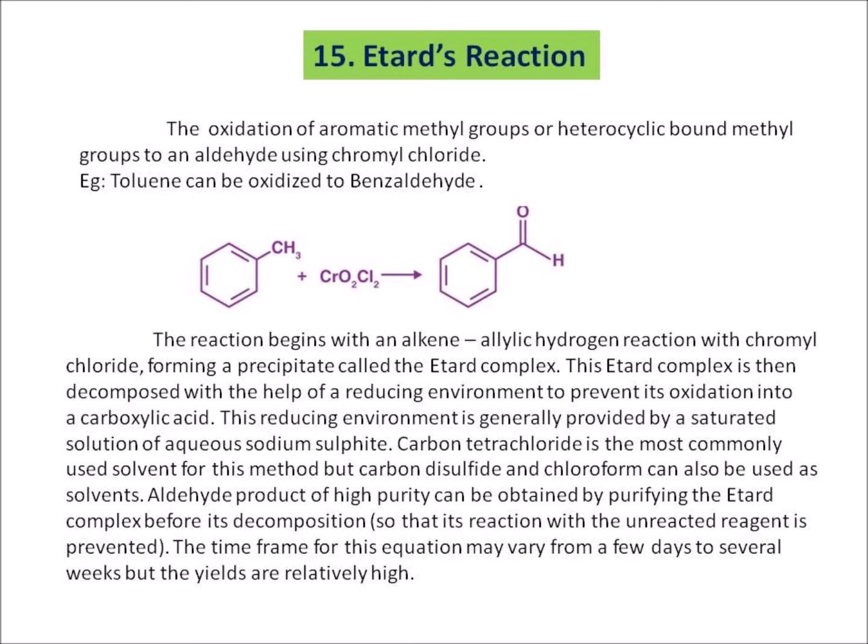The reaction begins with an alkene allylic hydrogen reaction with chromyl chloride, forming a precipitate called the Etard complex. This Etard complex is then decomposed with the help of a reducing environment to prevent its oxidation into a carboxylic acid. This reducing environment is generally provided by a saturated solution of aqueous sodium sulfite.